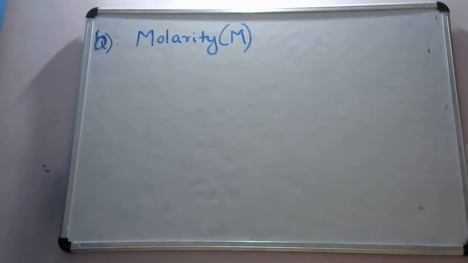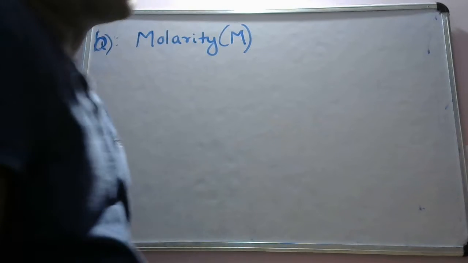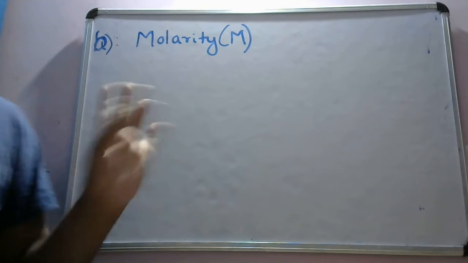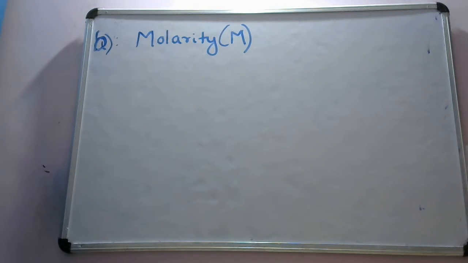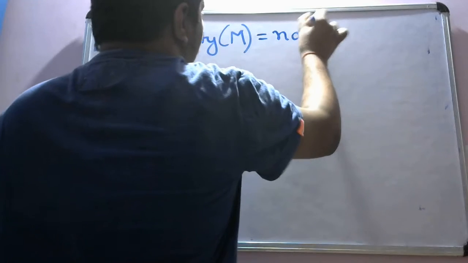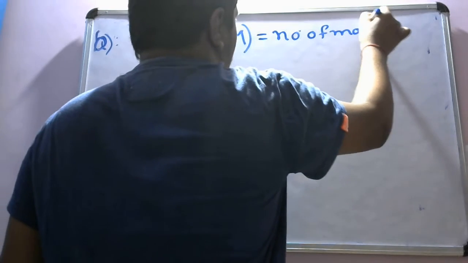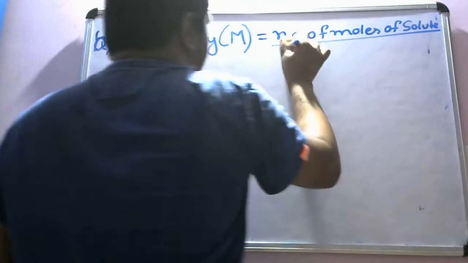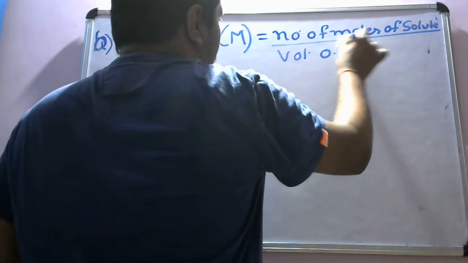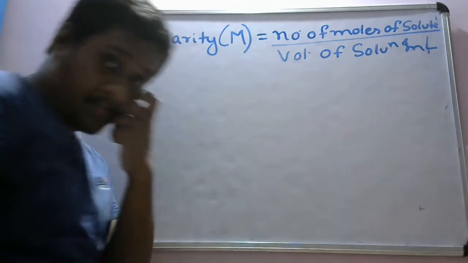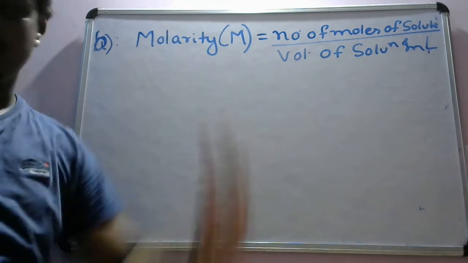Now to calculate molarity, what do we need? Number of moles of solute, already there with us. We have calculated it in bit A. And volume of solution is required, because you know molarity is number of moles of solute by volume of solution in liters. So we require the volume of solution.